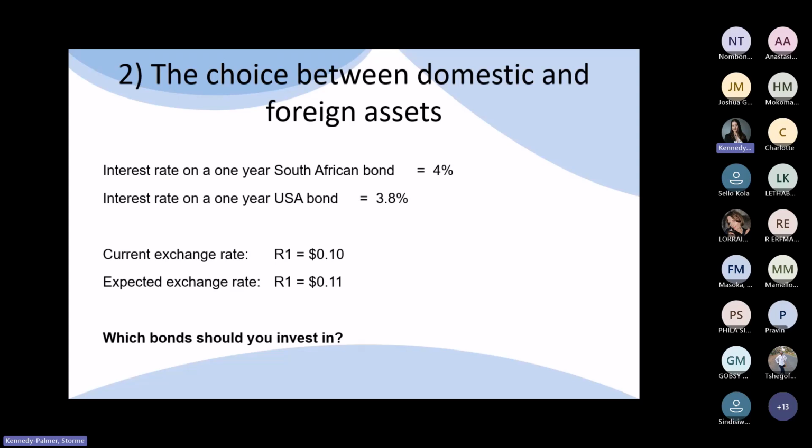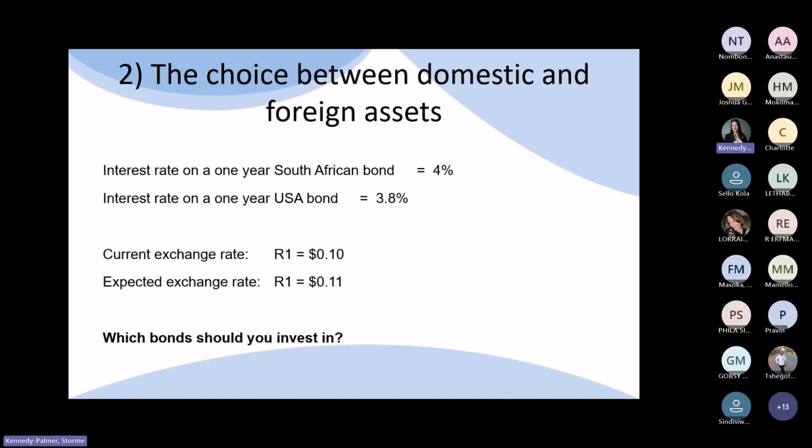So if you exclude the exchange rate, it looks as though it is more profitable to invest in South African bonds. But we must factor in the exchange rate or expected changes in the exchange rate. So we're told that the current exchange rate is 1 Rand to 10 US cents, and that in 1 year's time, when the bond is going to mature, the exchange rate is expected to be 1 Rand to 0.11 US cents.